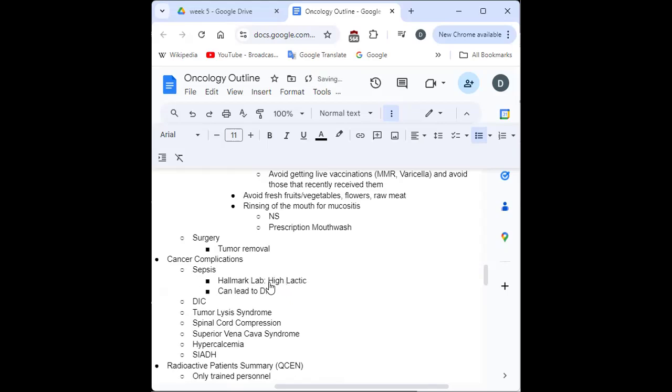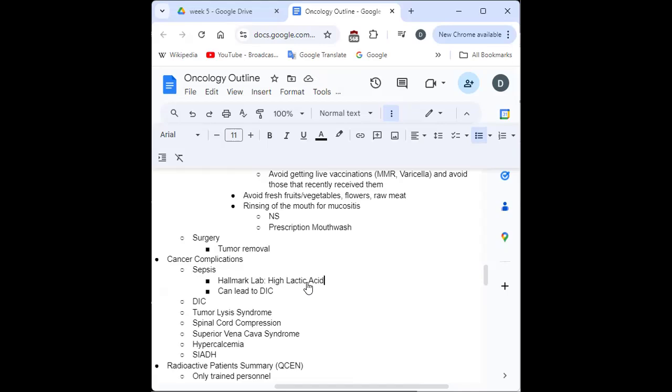So in 240, in a whole year from now, you guys will go specifically over septic shock. But I think the main thing that's really emphasized here is your high lactic acid. And do we understand why that's the case? You guys remember biology, the Krebs cycle?